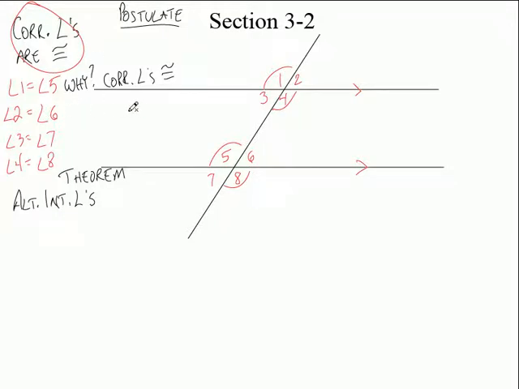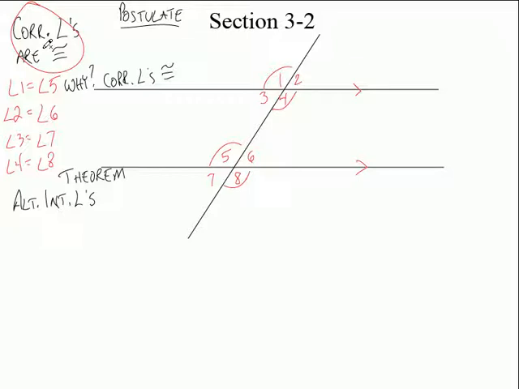Corresponding angles are congruent. Why are 3 and 7 equal to each other? Because corresponding angles are congruent. Why are 4 and 8 equal to each other? Because corresponding angles are congruent. Exactly. You get it? That's what we need to understand: if I ask you why, you list what the postulate says.